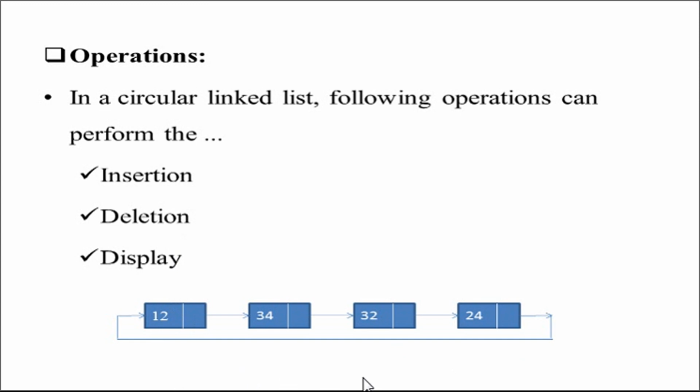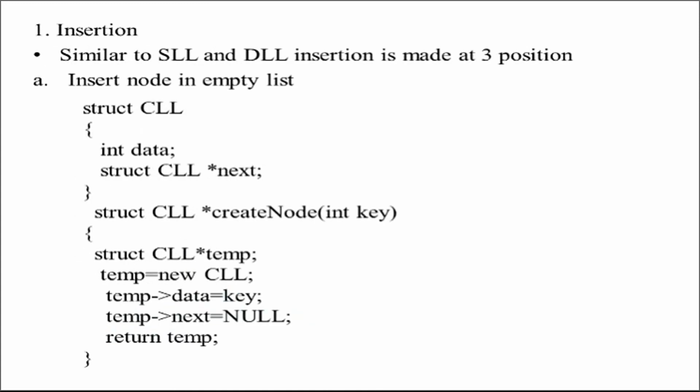Let us see how to do these operations. First is insertion. First we see how to insert a node in an empty list. Before performing this insert operation, we need to know about the structure of the node and how to create a node in a linked list. The structure of the node is the same as the node structure we have seen in singly linked list, which contains the data part. The data may be of integer, character, or any type. And the second part contains the pointer which points to the next node in the list.